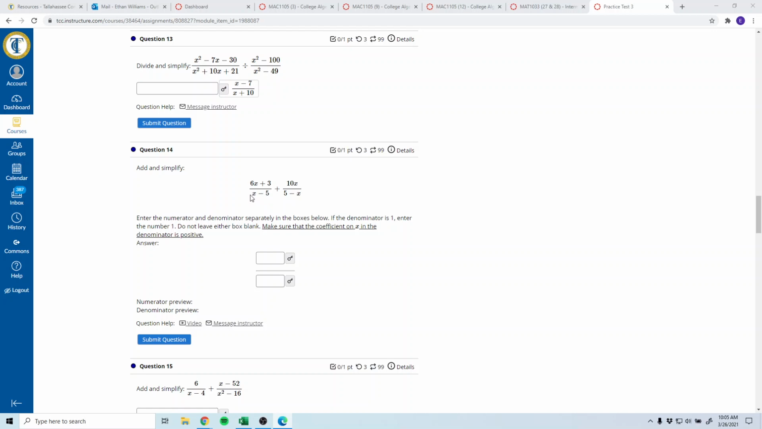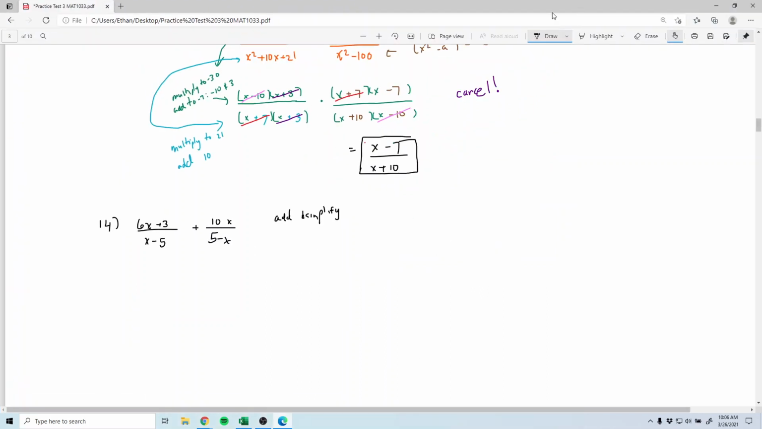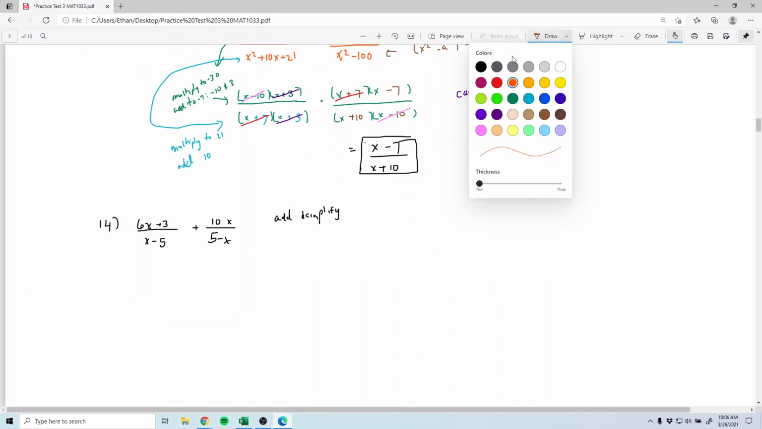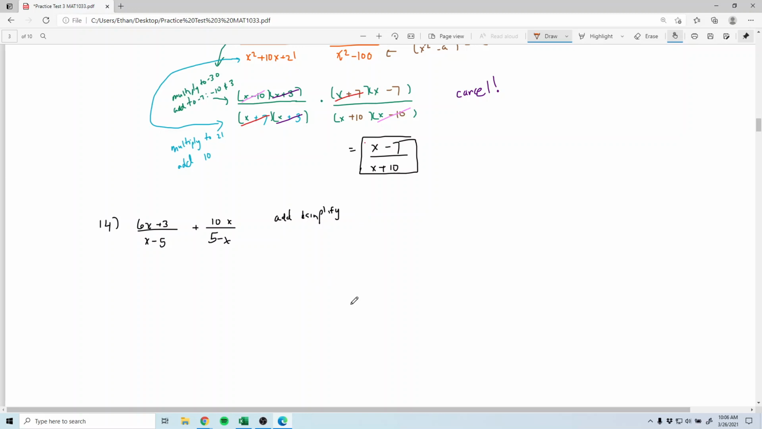So just to talk about that very quickly, what it means is that one denominator is x minus 5. The number on the x is positive. There's an invisible 1 here. The 5 minus x, the number on the x is a negative 1, which is negative. We're going to have to get rid of the negative on here. So keep that in mind. We want to change this denominator into this denominator. The question is, how do we change 5 minus x into x minus 5? Because if we do that, then we'll have the same denominator, which means we can add them together.